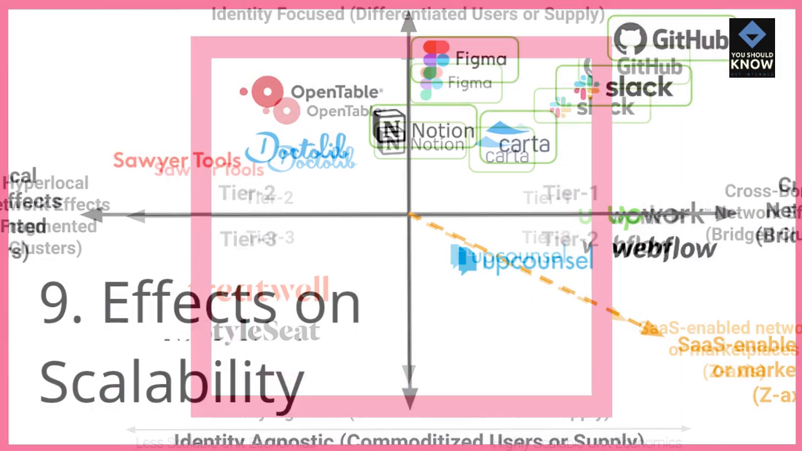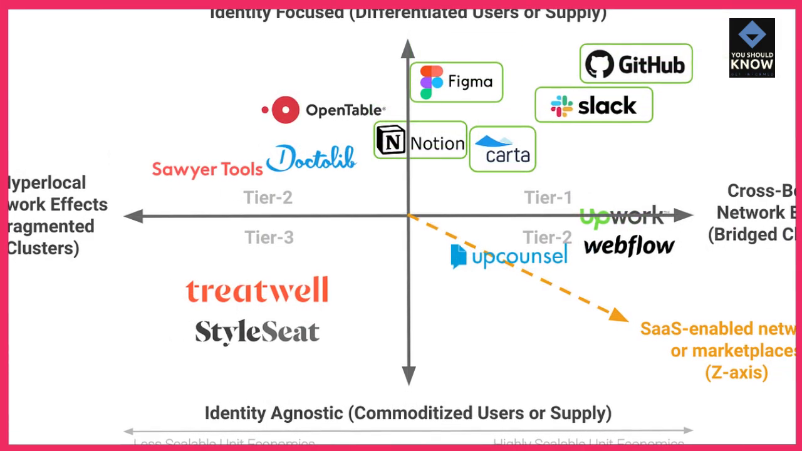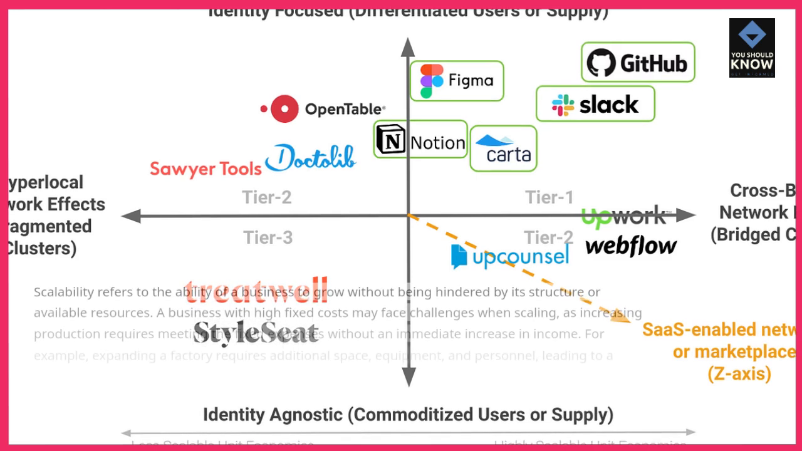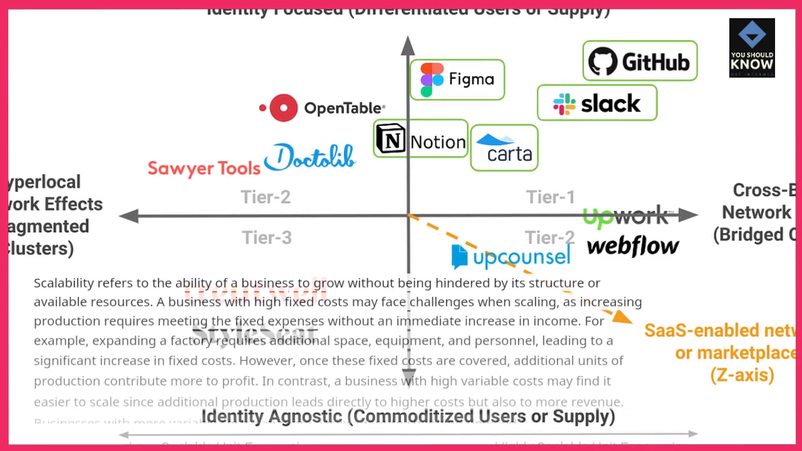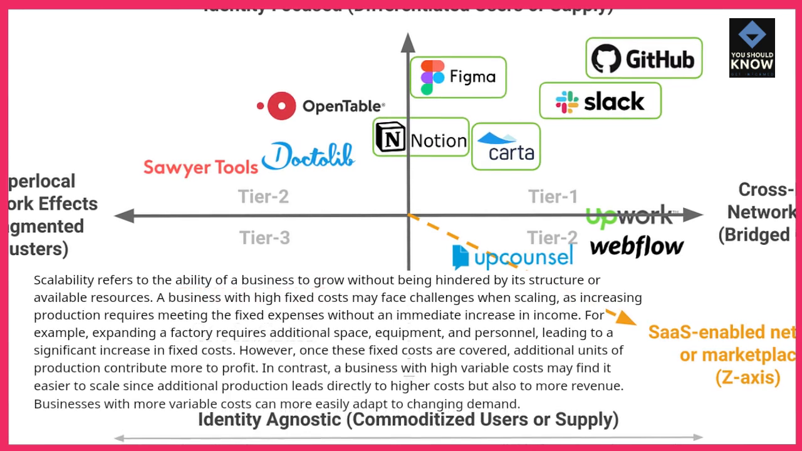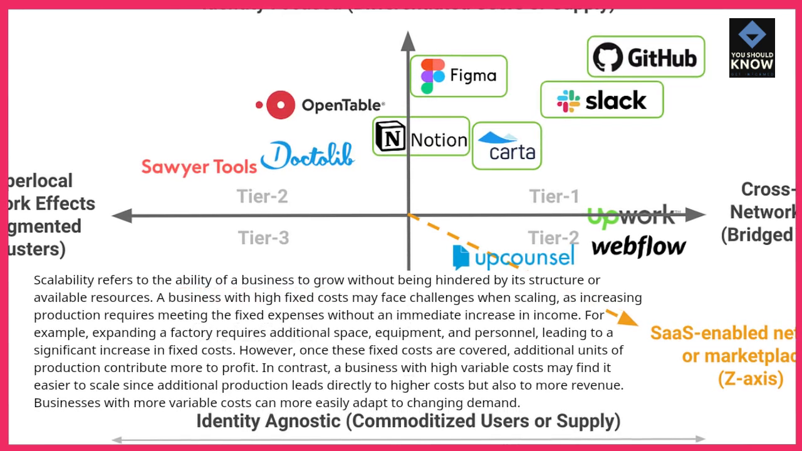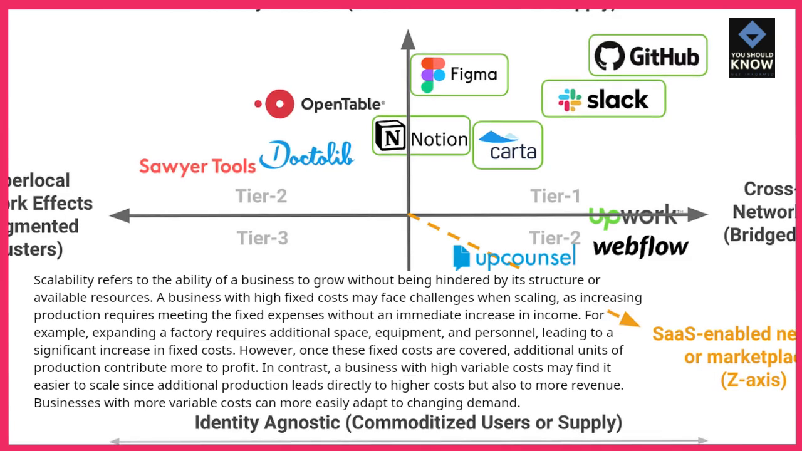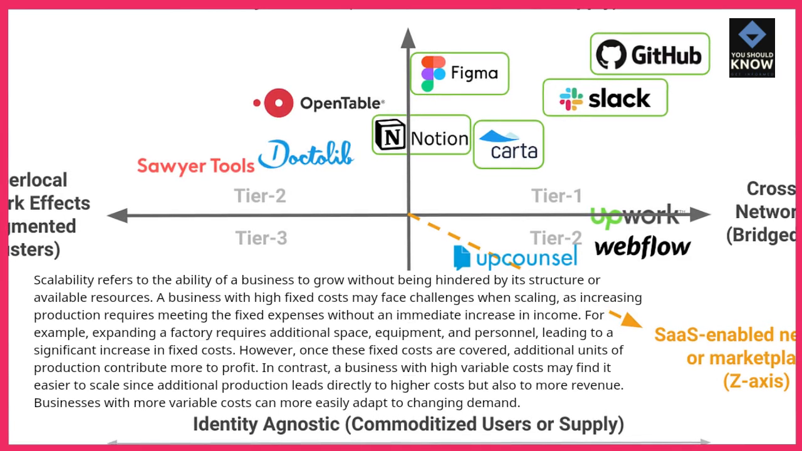9. Effects on scalability. Scalability refers to the ability of a business to grow without being hindered by its structure or available resources. A business with high fixed costs may face challenges when scaling, as increasing production requires meeting the fixed expenses without an immediate increase in income.